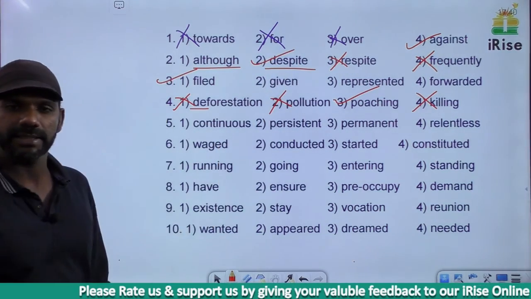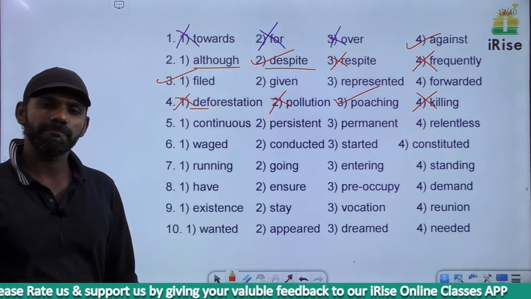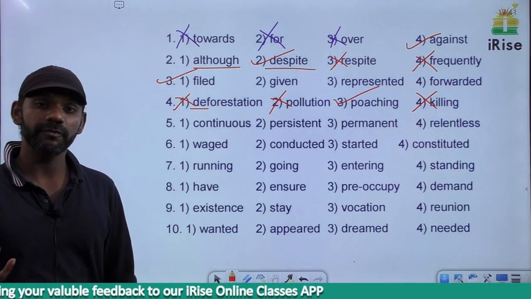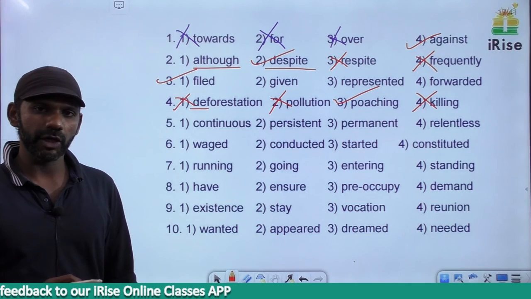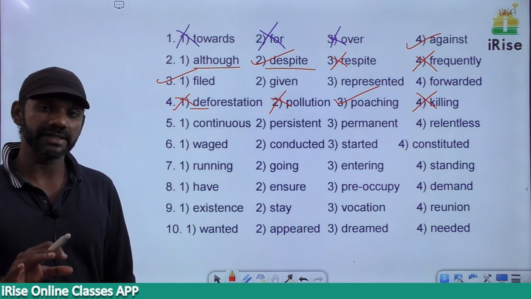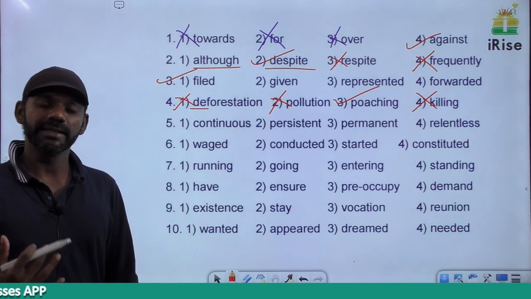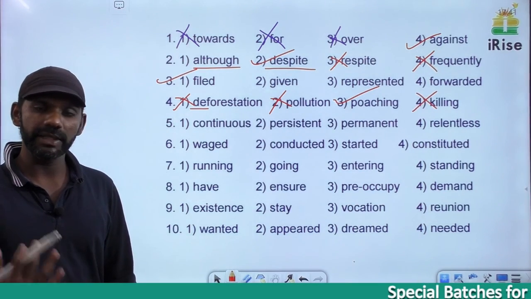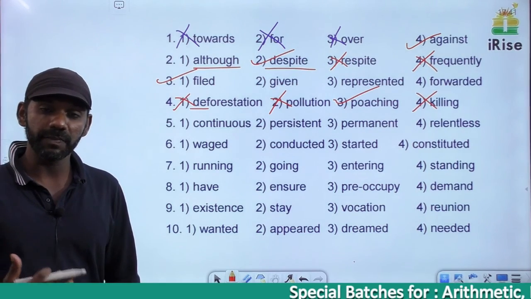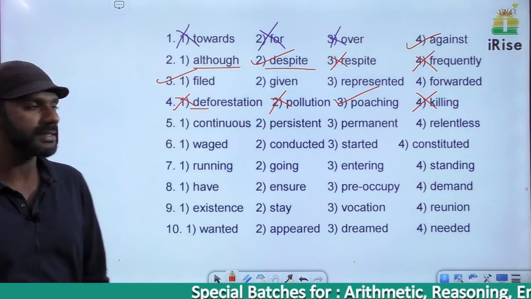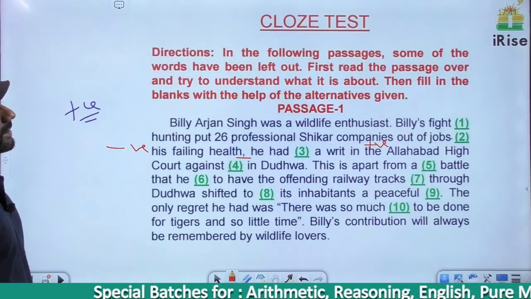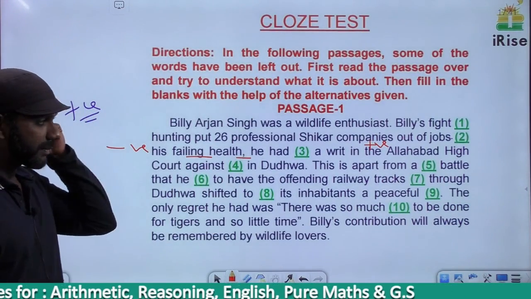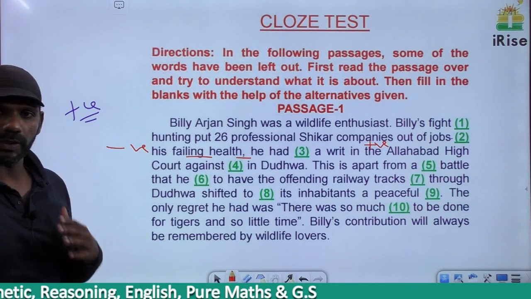he had filed a writ. Now, if I say, although he studied well, comma, he failed the exam. Although is a contrast indicator. Immediately after although, we have a subject, that is he. Despite studying well, he failed the exam. So although he studied well, he failed the exam is the same as despite studying well, he failed the exam. The same is the case here. Despite his failing health, he had filed a writ in the Allahabad High Court against poaching in Dudhwa.